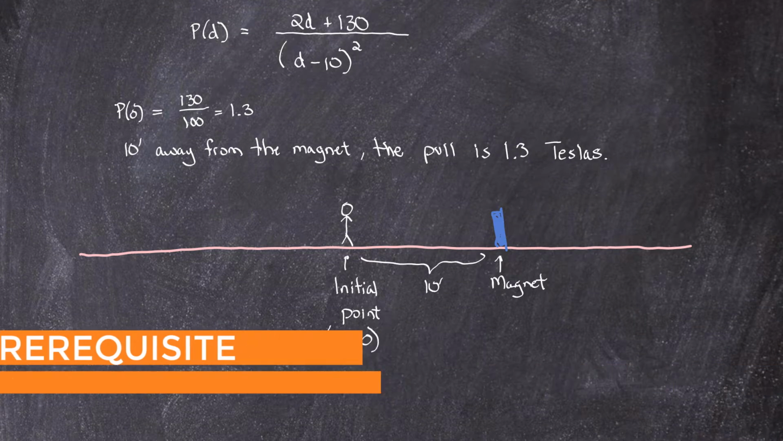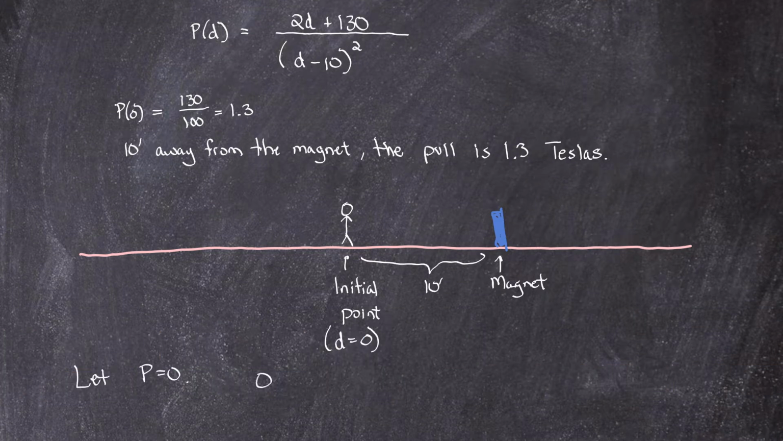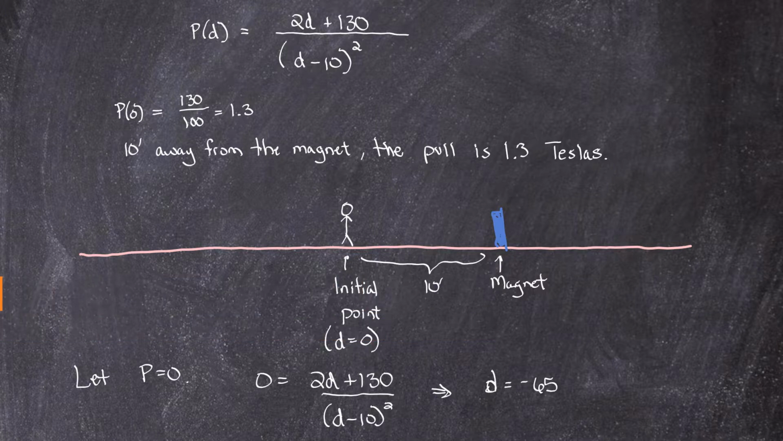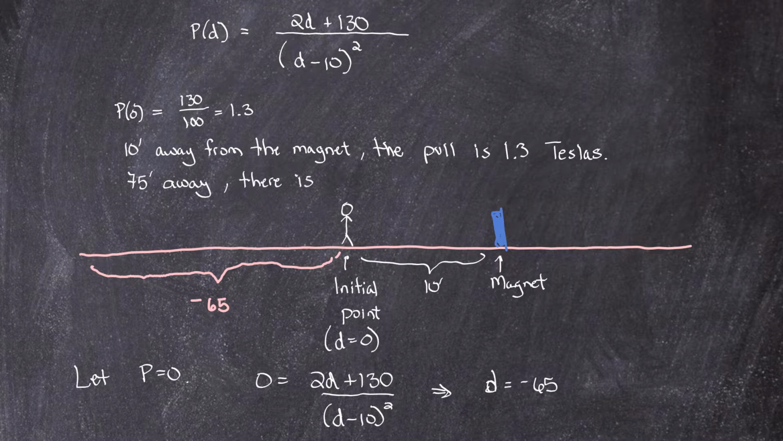Now let's go ahead and find the horizontal intercepts. To do so mechanically, we let the output equal 0 and solve. In this case, we get that d is equal to -65. So if p is 0, then d is -65. Our drawing kind of helps here with the interpretation. We can see that this means we are standing 65 feet to the left, according to our drawing, of the initial point, or 75 feet away from the magnet. Therefore, our interpretation is that there's no magnetic pull when we are 75 feet away from the magnet.